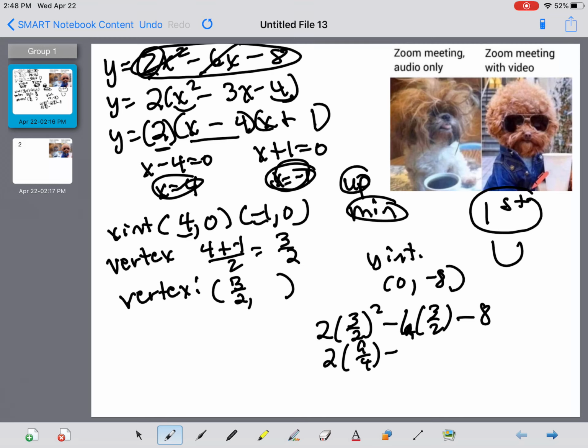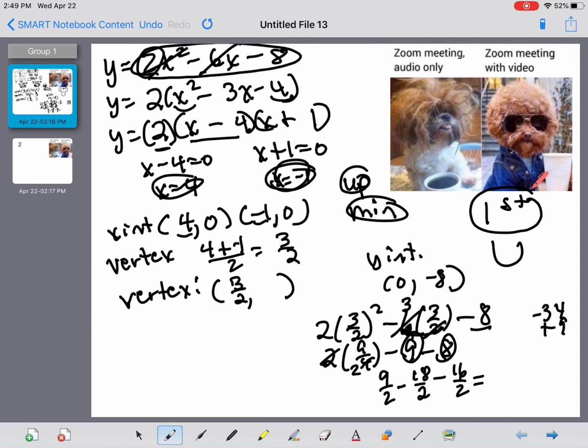I see when I'm multiplying here, 2 goes into 6 3 times. So it gives me minus 9 minus this 8. This is 9. All right, and then 2 goes into 4 2 times. So I get 9/2. I'm going to get a common denominator. This is 18/2, and this is 16/2. Let's see, so my vertex is negative 34/2, and 9/2 looks like negative 25/2.